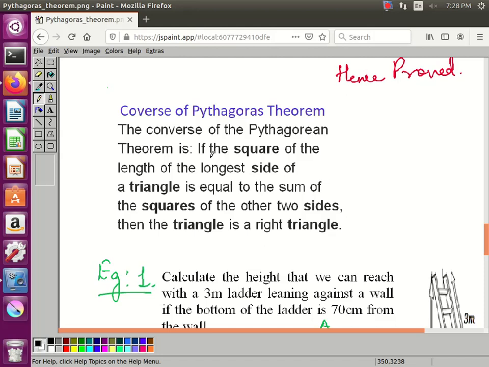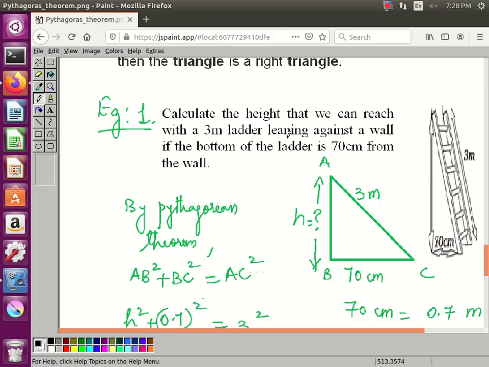Now let's look at one problem based on that. So look at this, there is a triangle. They say calculate the height that we can reach with a 3-meter ladder leaning against a wall if the bottom of the ladder is 70 centimeter from the wall. So see, the figure is given over there. The ladder's length is 3 meter and the distance from the wall to the ladder is 70 centimeter, okay? So now they want you to figure out how high you can reach, what is the height on the wall, okay?